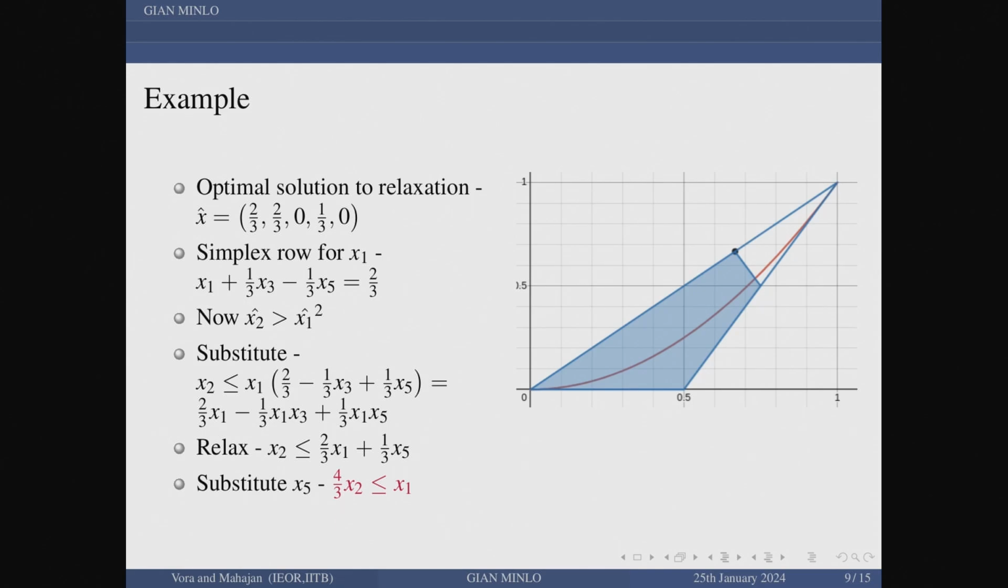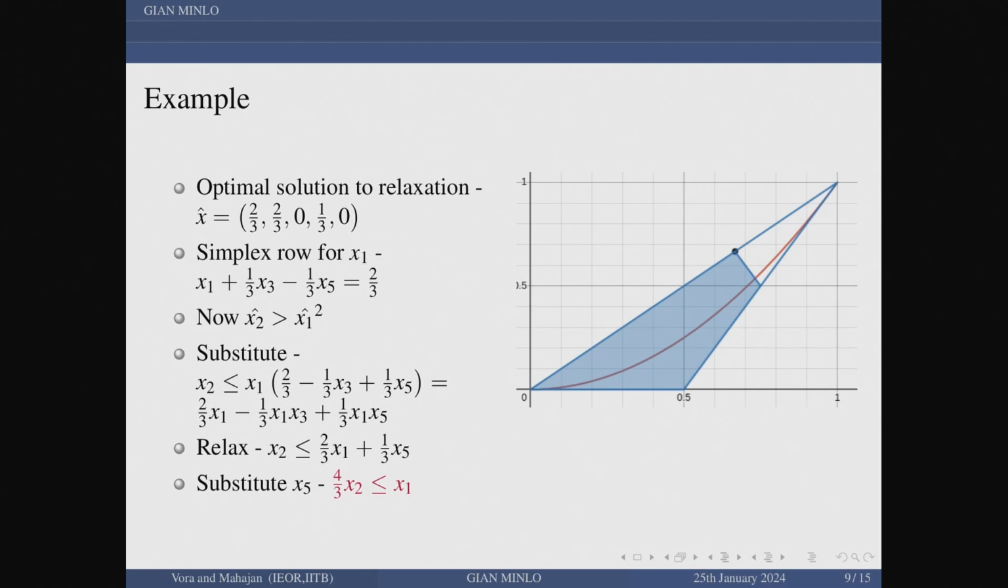And now what you do is just what I explained. You take the simplex row. If you solve this with the simplex method, that is the row that you get. You can trust me, or you can check. And then you substitute. So you simply do this. We have just substituted it out, and you get this quadratic inequality, x2 less than or equal to some quadratic function, and you can overestimate this.